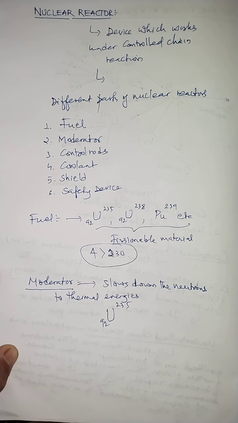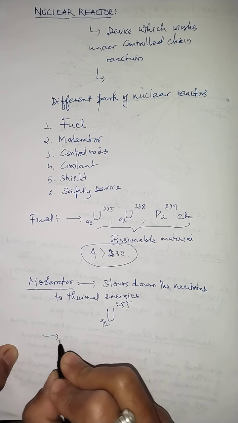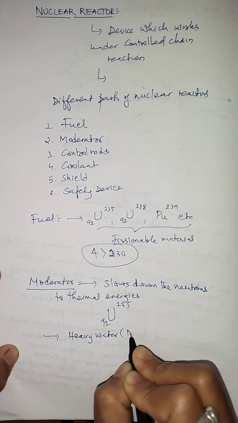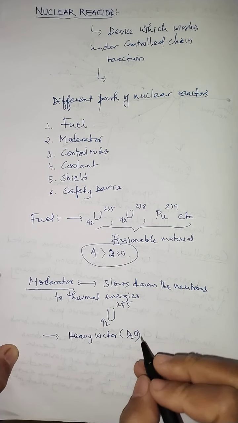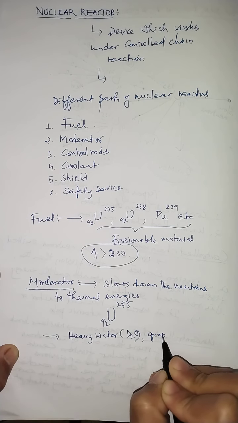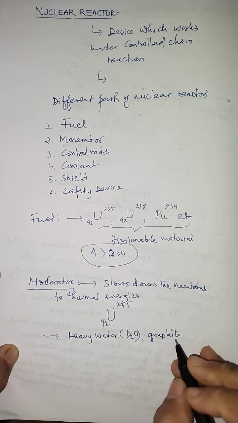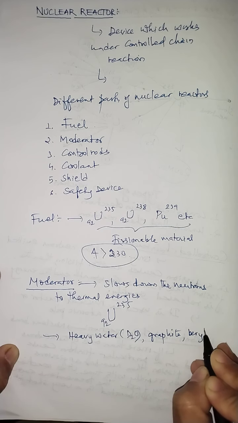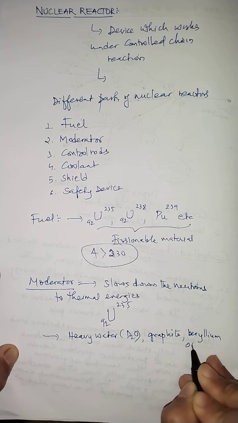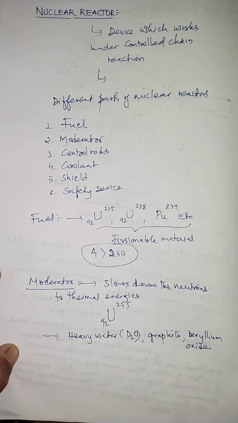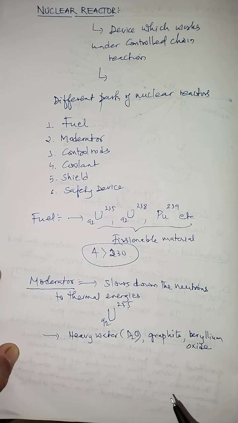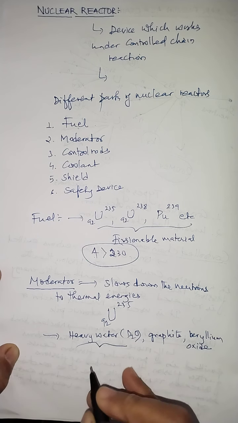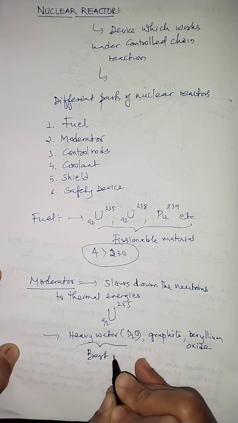There are many examples of moderators, such as heavy water, which is also called deuterium oxide. Similarly, graphite can also be used as a moderator, and beryllium oxide. These are the moderators that can be used for a nuclear reactor. But out of a number of moderators, heavy water is used as the best moderator.